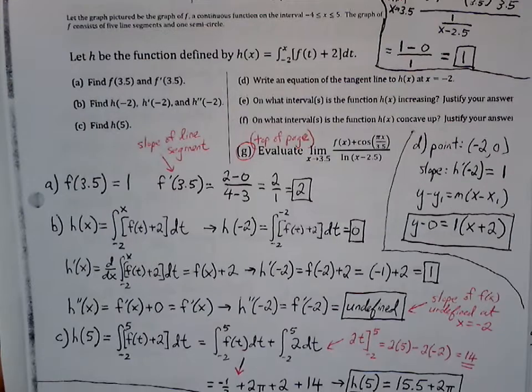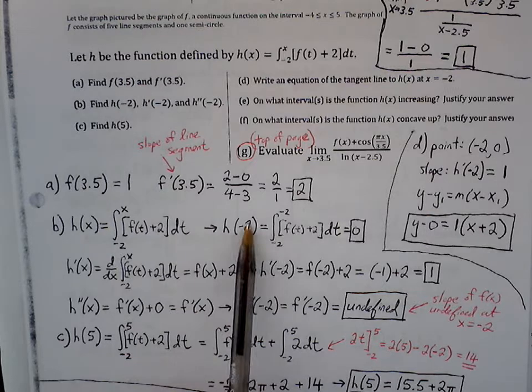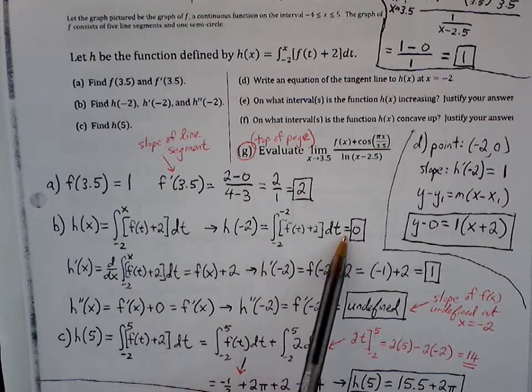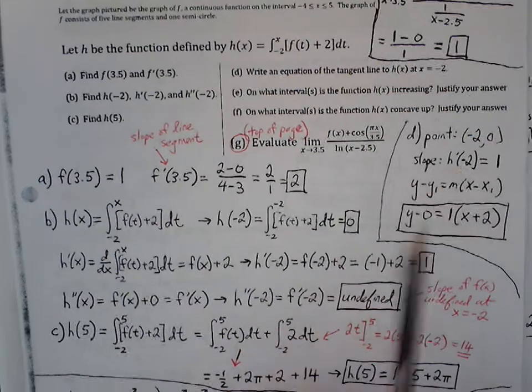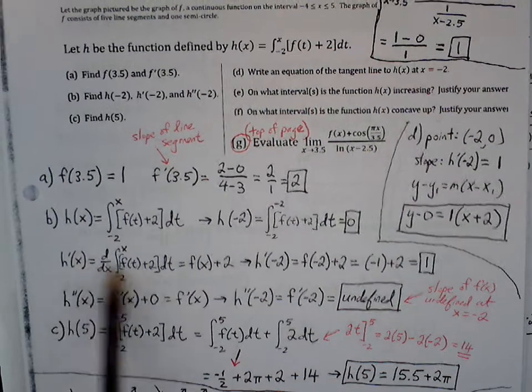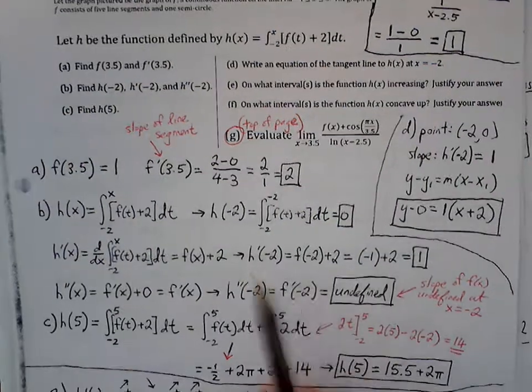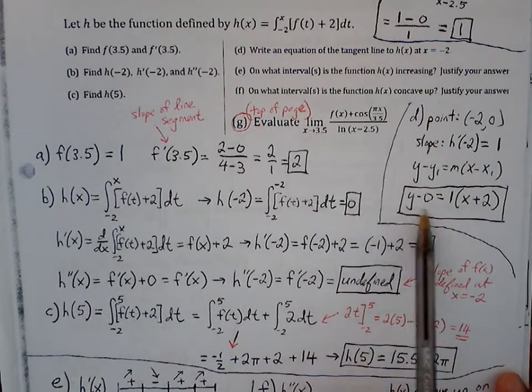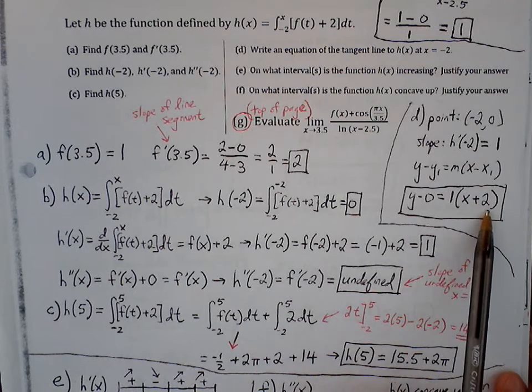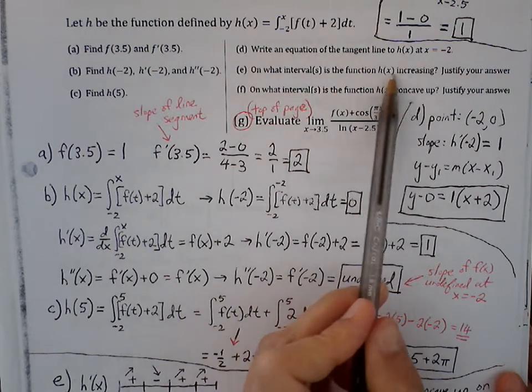I'm sorry, -2, 0. Here, we have that information from part B. And then the slope, h prime of -2. We found that from part B as well, that's +1. So we have our ordered pair, we have our slope, and then we do point slope form, and that's part D.